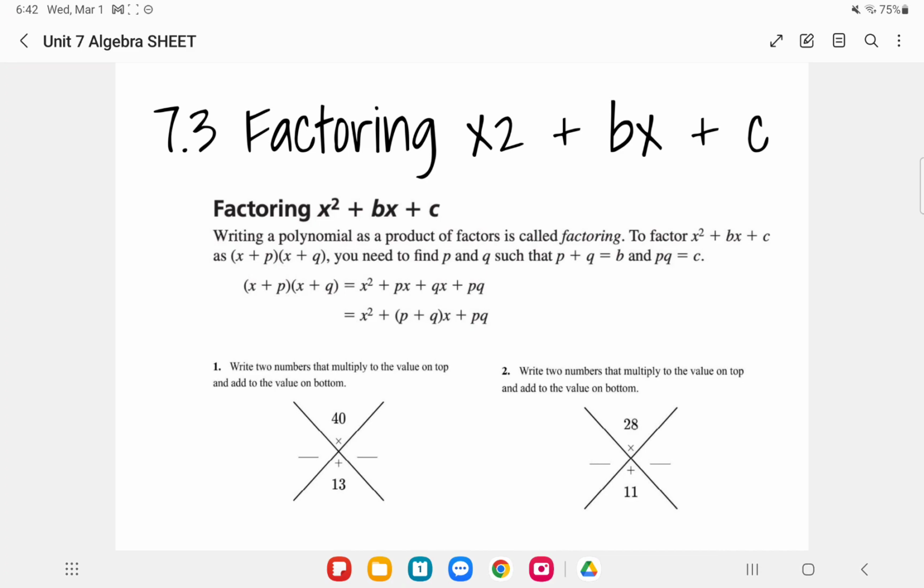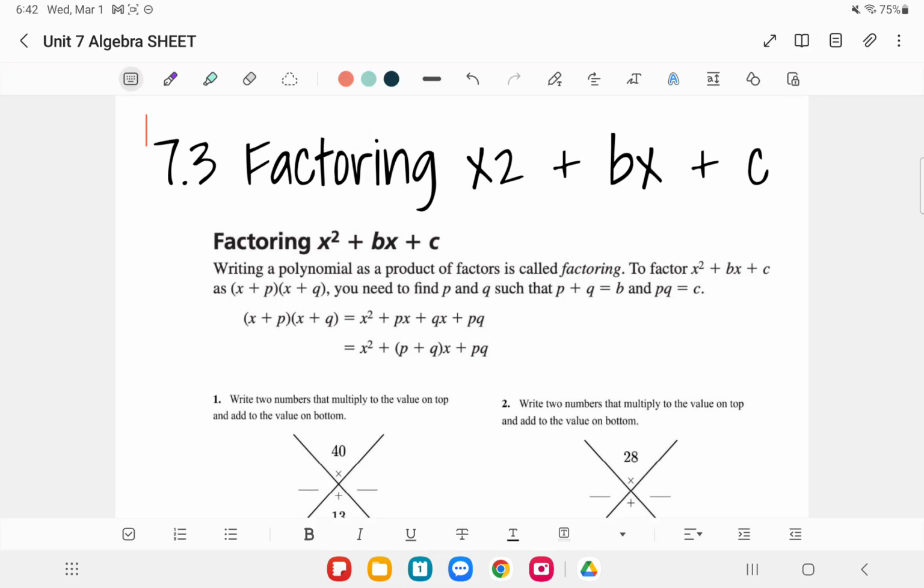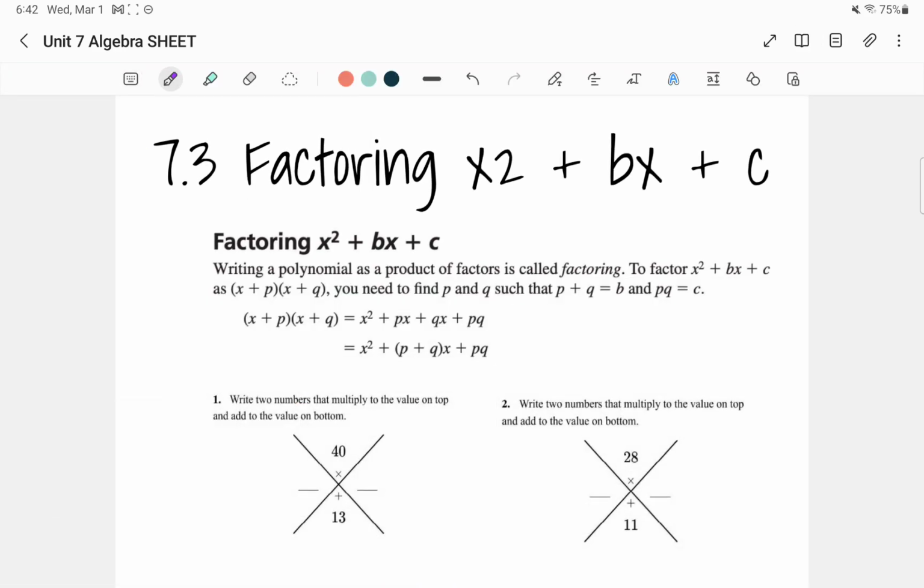So for number one, it says write two numbers that multiply to the value on top and add to the value on bottom. So what two numbers multiply to 40 and add to 13? So let's list our factors. Let's list the factors and let's explain what a factor is. Factors are what multiply to that number. So the factors of 40 would be 1 and 40 because those multiply to give you 40. That would be 2 and 20.